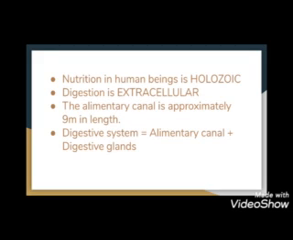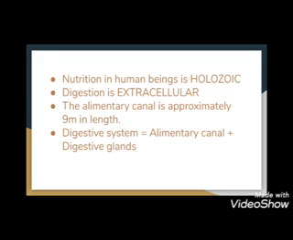Now, when we say the digestive system in human beings, it is made up of two important things: the alimentary canal and the digestive glands. The alimentary canal in a normal human being is approximately 9 meters in length. Let us now see the parts of the alimentary canal.